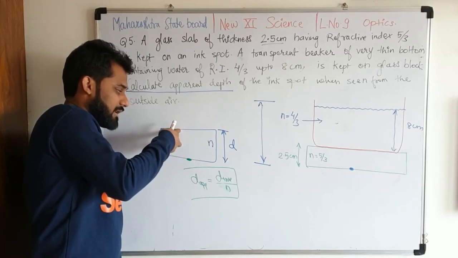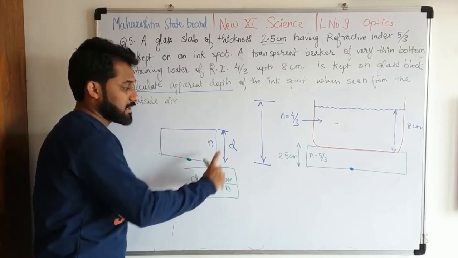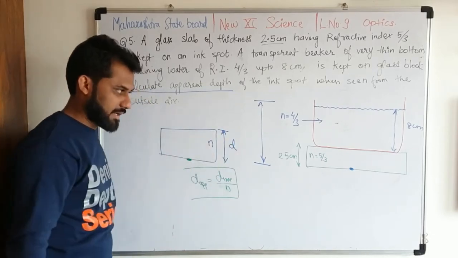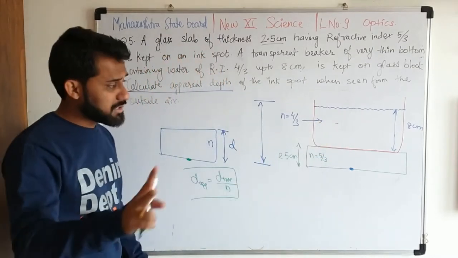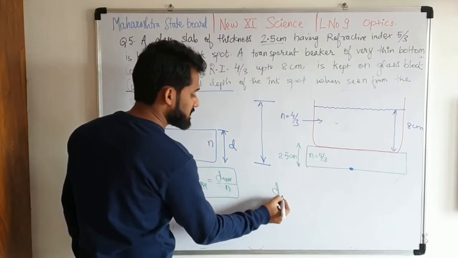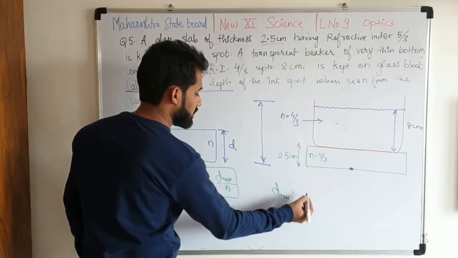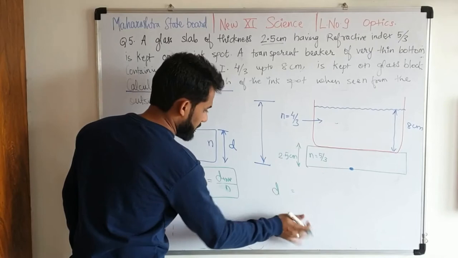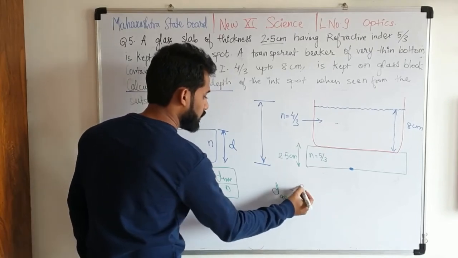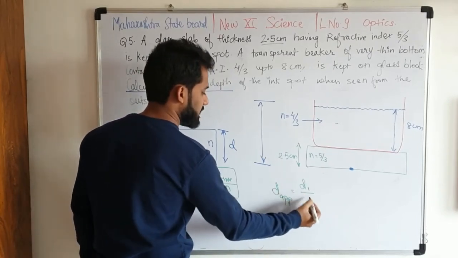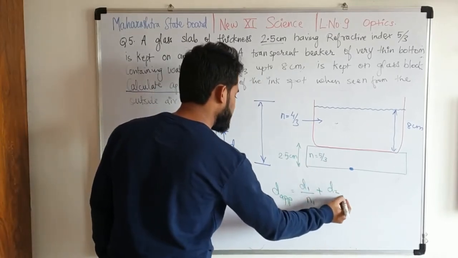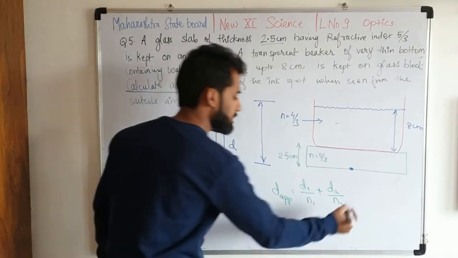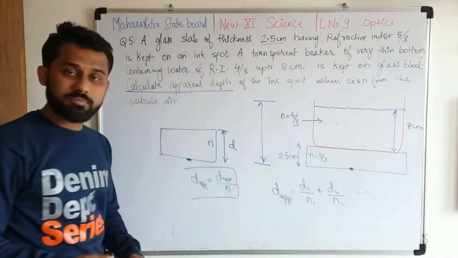At what depth will it appear? The apparent depth is given as the true depth divided by the refractive index. But the problem over here is that there are two different media. And whenever there are two different media, the apparent depth is equal to the true depth in the first medium upon the refractive index of the first medium, plus the true depth of the second medium upon the refractive index of the second medium, and so on if there are n number of media.